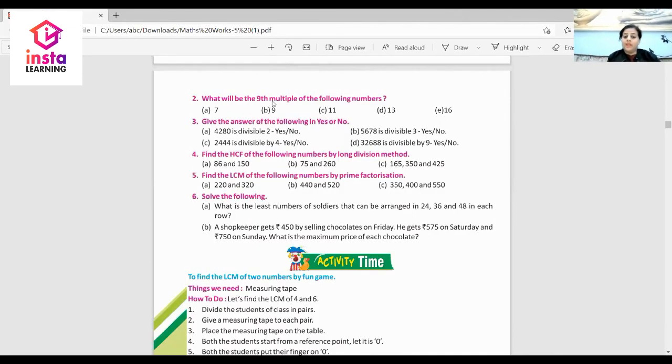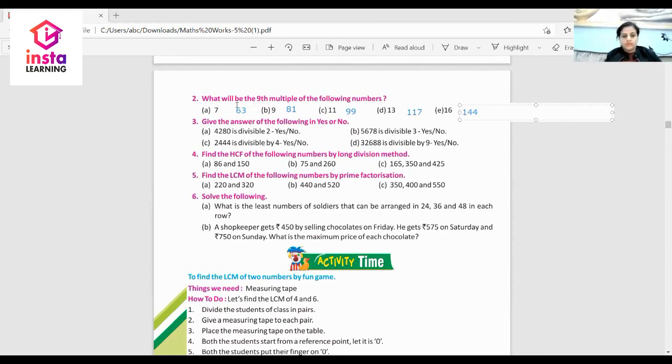Now, what will be the ninth multiple? Ninth multiple means you have to multiply. 7 nines are, you should know, 63. Okay. 9 nines are 81. Okay. Then 11 nines are 99. It is very, very easy. Then 13 nines are, you know the table of 13 also, 117. Okay. Now 16 nines are, you should know the table of 16 also. The answer will come 144.